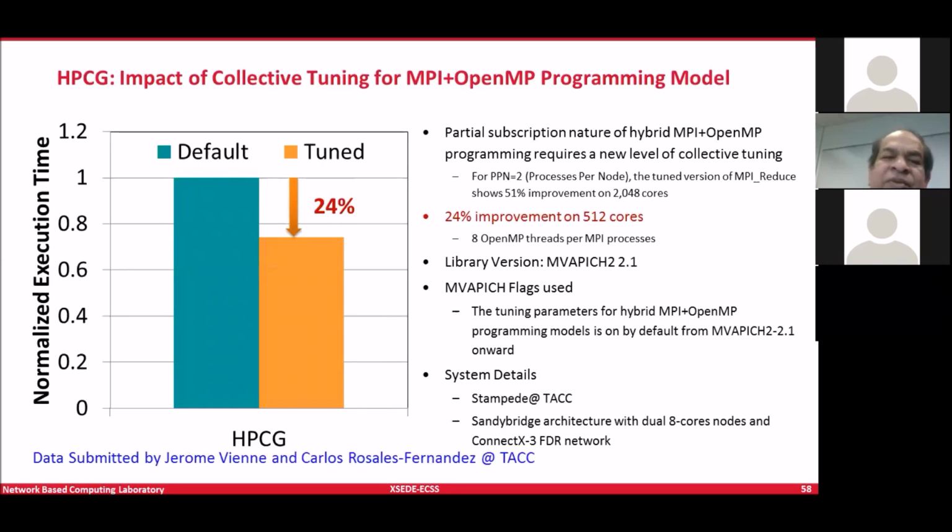One aspect I didn't indicate earlier is collective tuning. I just indicated the point-to-point tuning, but we have been working on a lot of collective tunings over the years. Especially when you are running MPI and OpenMP programs, people try to use different numbers of processes per node. So you can have PPN 2 or PPN, let's say, 8 or 16, depending on your number of cores per node. This study was done for HPCG by Jerome and Carlos from TACC. Here you can see that on a 512 core HPCG, using 8 OpenMP threads per MPI process, we can get around a 24% improvement.